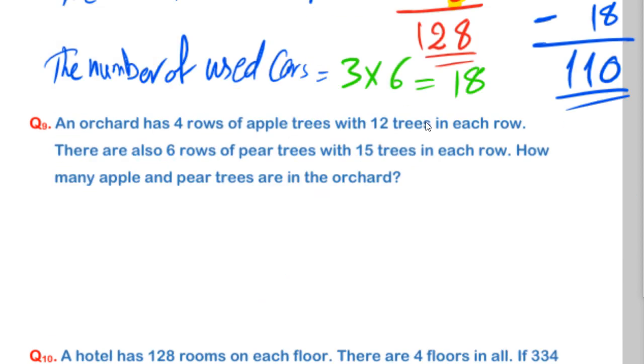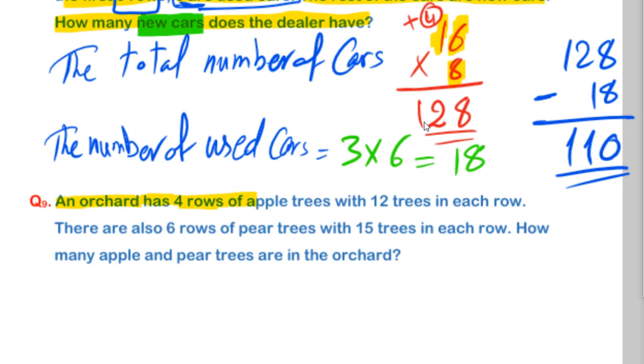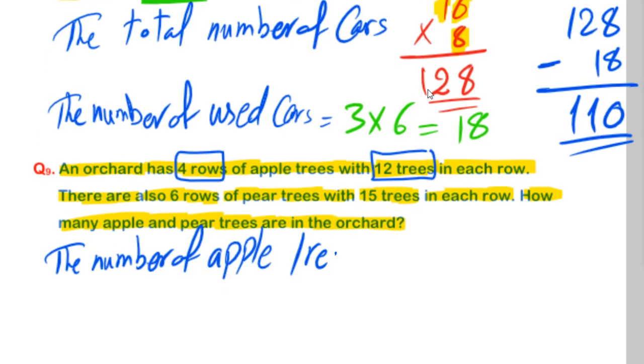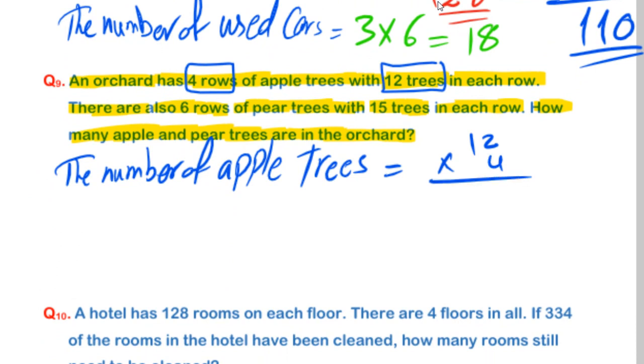Okay, let's move to the next one. Let's read it first. Has 4 rows of apple trees with 12 trees in each row. There are also 6 rows of pear trees with 15 trees in each row. How many apple and pear trees? First of all, you have to multiply the number of trees in each row. Let's write the number of apple trees equals 12 multiplied by 4. 2 multiplied by 4 equals 8, and 1 multiplied by 4 equals 4. So we have 48 apple trees.